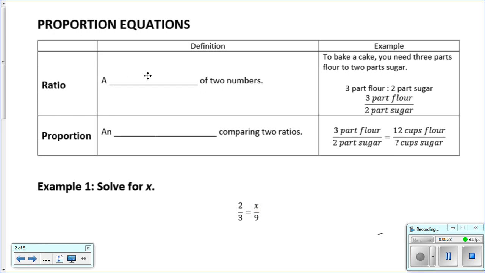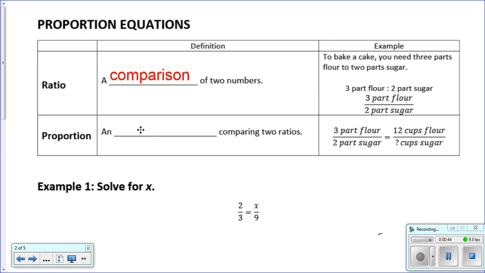A ratio is a comparison of two numbers. So here's an example. To bake a cake, you need 3 parts flour to 2 parts sugar. You can write it with the word "to". You can write it with a colon. You could write it as a fraction.